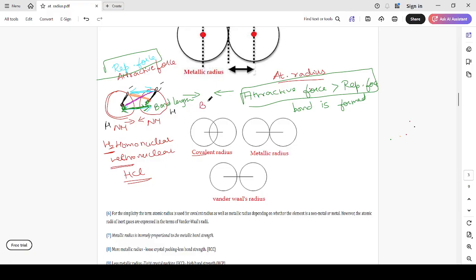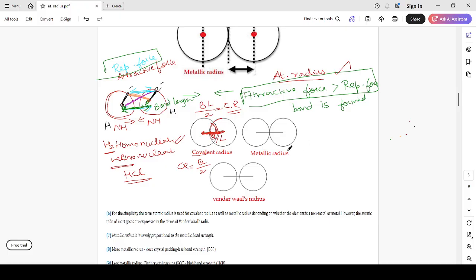If I take the bond length and divide it by 2, what I get is the covalent radius. I am discussing hydrogen here. Both are non-metals, trying to come close to each other. Look at this page here. At a certain distance between these two nuclei, this is D. People also say L. Both are the same. At a certain distance only, the attractive force overcomes the repulsive force and the bond is formed. If you ask me to calculate the covalent radius here, I will say it is bond length divided by 2, because I am exactly talking about this length. Similarly, I am exactly talking about this length.